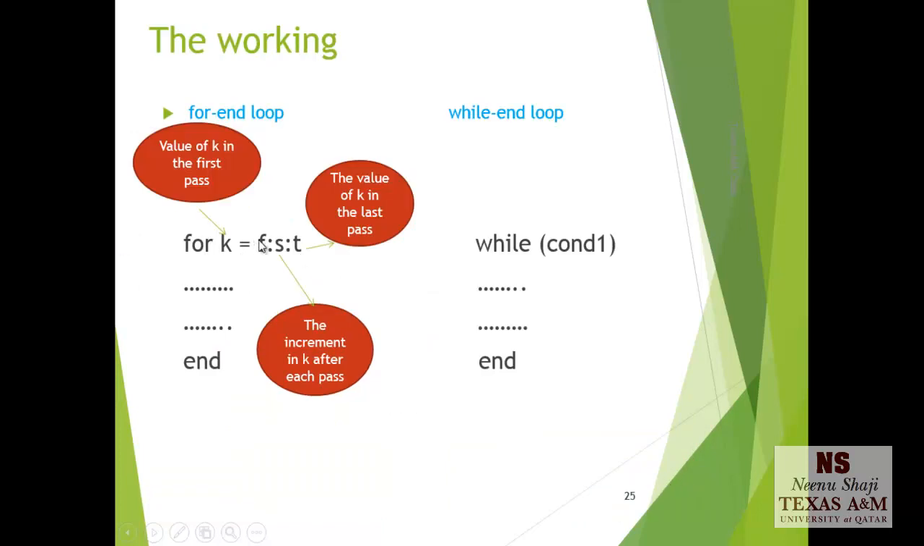For k equal f:s:t, the first value of k would be f, the next value would be f plus s, and the last value would be t, with an increment of s every time. The while-end loop has the keyword while and a condition, then a list of statements in between that execute if the condition is true, and then the end.